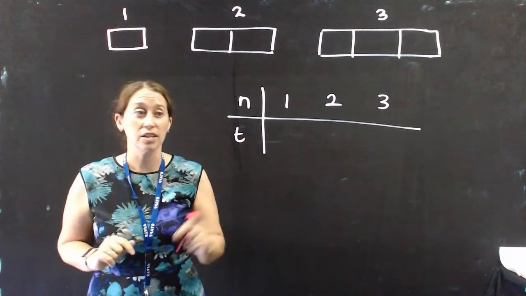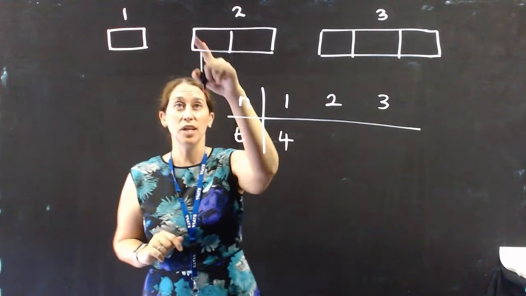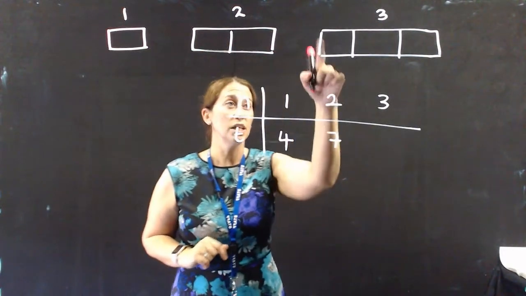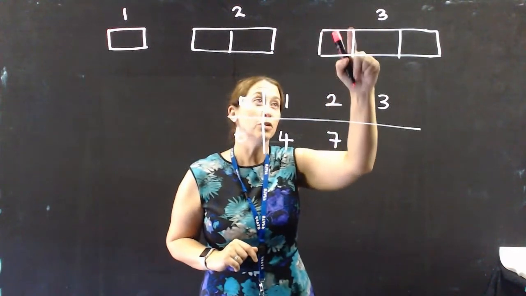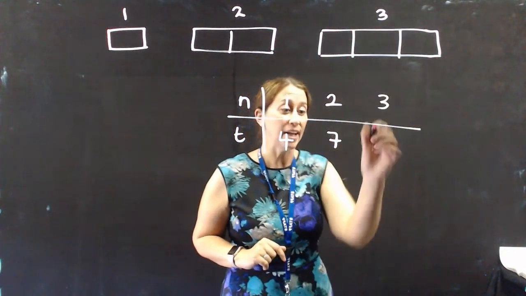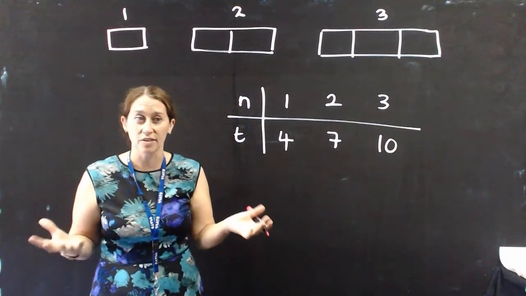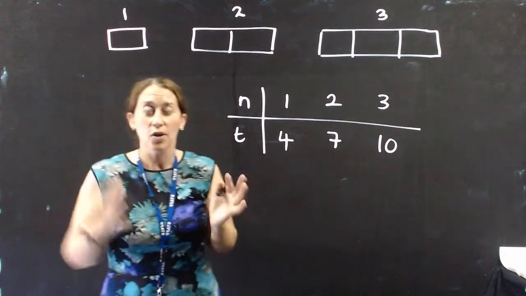The first rectangle has 4 edges. This one here, we've got 1, 2, 3, 4, 5, 6, 7. This one here, 1, 2, 3, 4, 5, 6, 7, 8, 9, 10. Okay, we have 3 pictures, we have a sequence that has been established. Let's have a look if it's got a common difference.